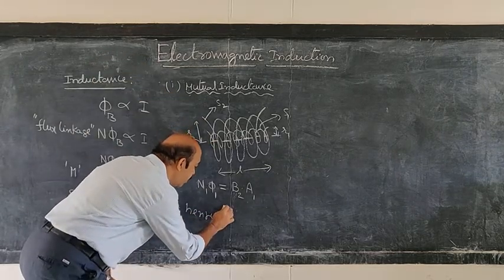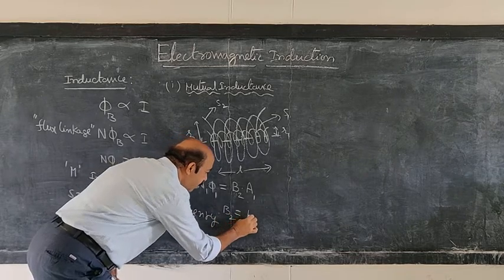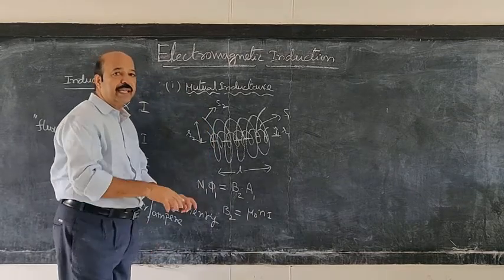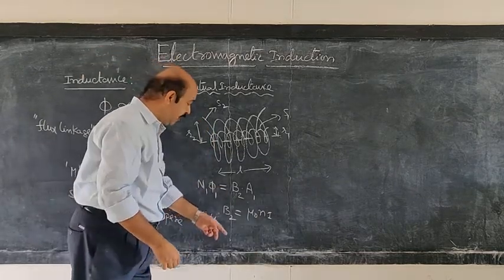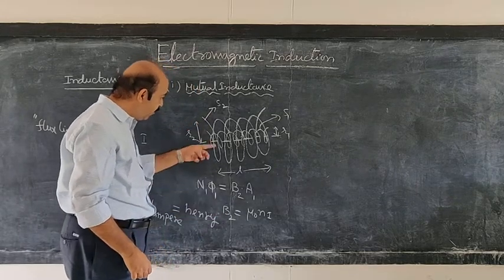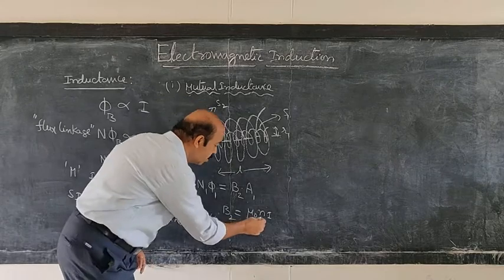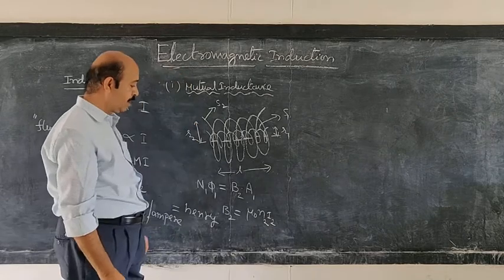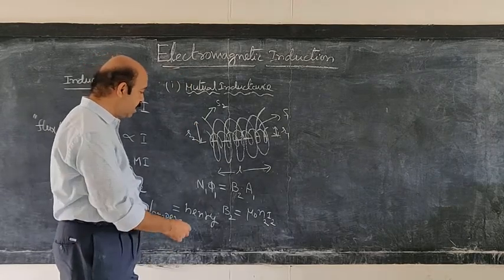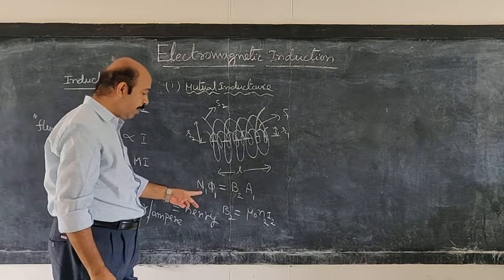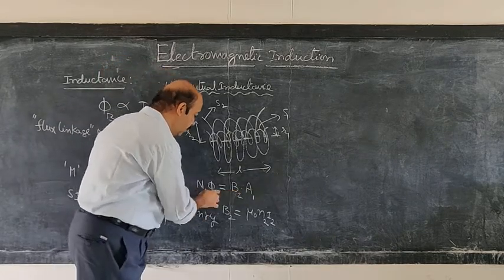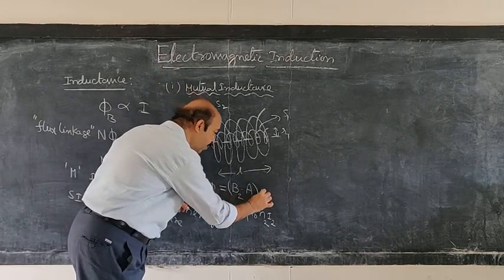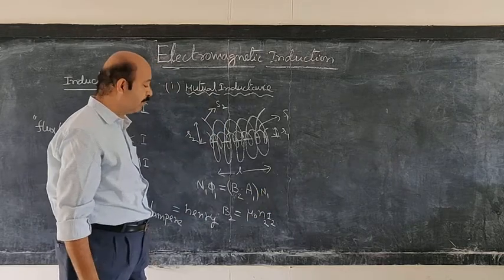But we know that B2 is given by, we use this formula, mu naught N I. So for a magnetic field inside a solenoid, this is the formula we derive. Since we are talking about the magnetic field produced by the second coil, we have to take the number of turns in the second coil and the current passing through the second coil. And since there are a number of turns, this is the flux, and you have to multiply with the number of turns also.